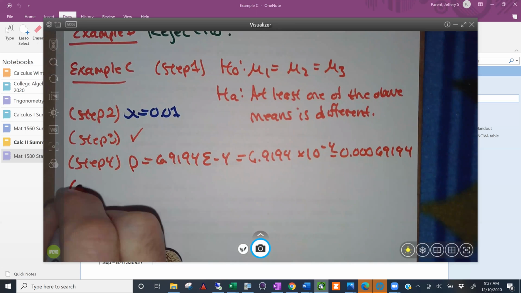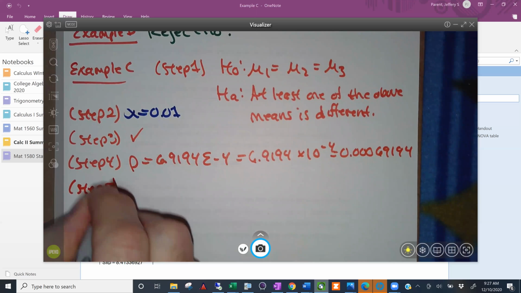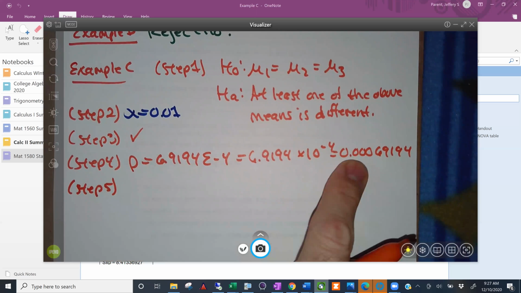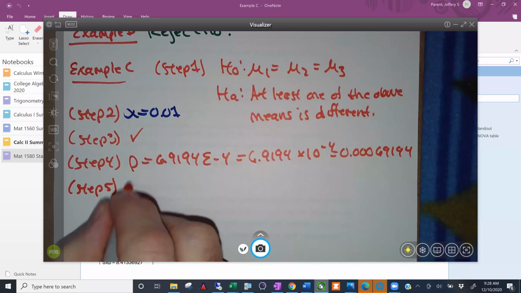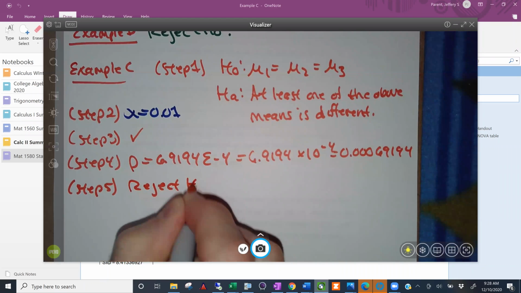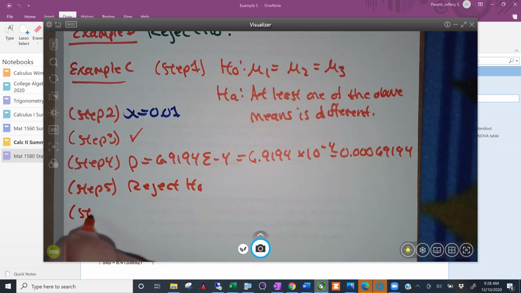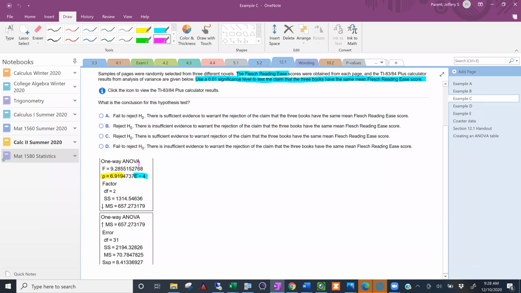That brings us to step 5. Are you going to reject or fail to reject? Reject. Good. Thank you, ladies. Reject H0. And then step 6 is to state our claim and state our conclusion in words. Let's look back at the original wording. Test a claim that the 3 books have the same mean Flesch reading score.